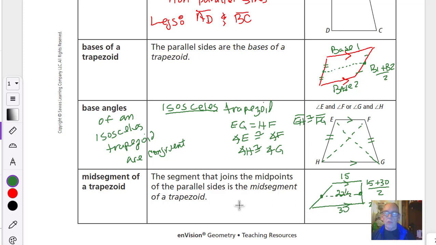Let's do another one. Let's say you knew this mid-segment length was 18, and you knew that one of the bases was 10, and you needed to find out what the other base was. Then basically, if you double the 18, you get 36. So 10 plus x must equal 36. X must be 26. So if you take 26 and 10, you get 36 divided by 2, you get 18. So again, the average of the bases is the mid-segment. Double the mid-segment is the sum of the bases.